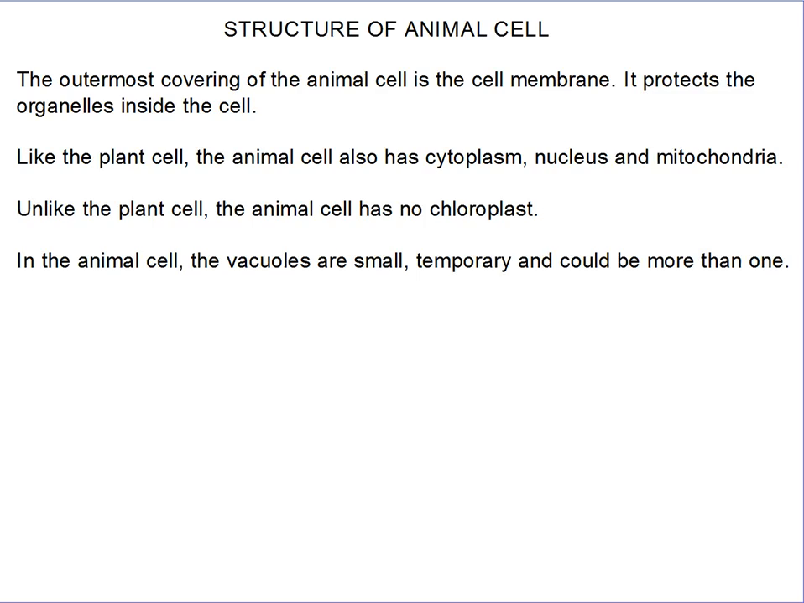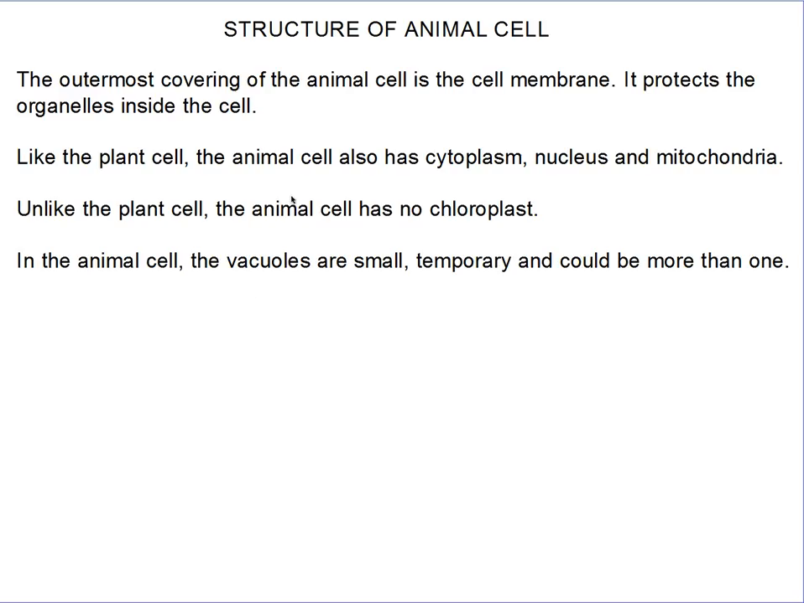Okay. Now let's come to the animal cell. The outermost covering of the animal cell is the cell membrane. We learned that the animal cell lacks a cell wall. So the animal cell has its outermost covering being the cell membrane. It protects organelles inside the cell. It prevents certain substances from entering and then certain substances from leaving the cell.